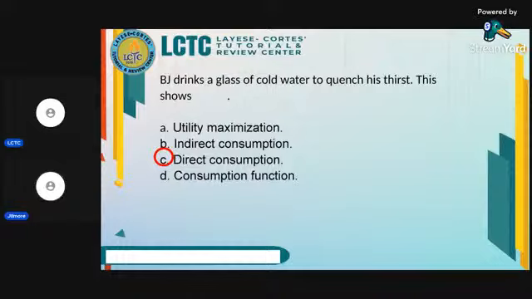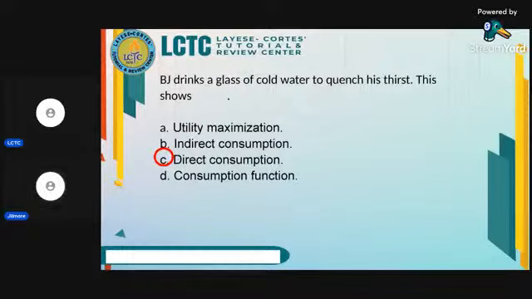Take note that utility in economics is the satisfaction or the happiness being felt or received by a consumer out from consuming a good or services, or simply it is the benefit that a person can get after consuming, benefit received from consumption.